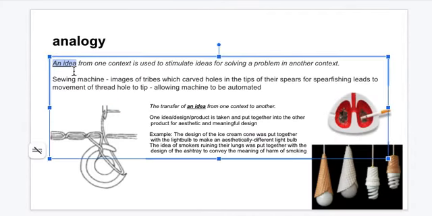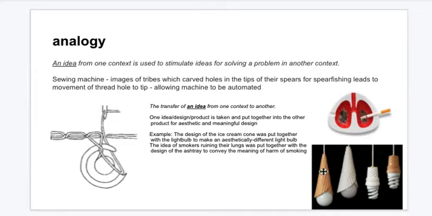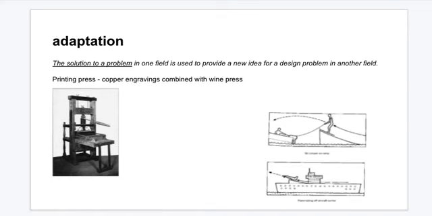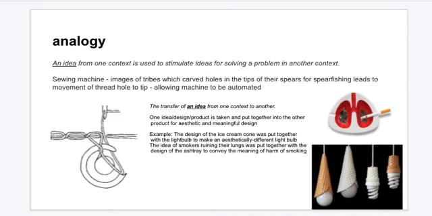The next one is analogy, and this is different too. This is an idea from one area that's transferred to another. When you take certain ideas, for example the idea of smoking, smoking is bad for the lungs, and this idea of lungs was brought in to create ashtrays. This idea of a bone hook was brought in to create the needle and thread on machines. This idea of an ice cream was used for lights. So remember, it's the idea. Adaptation is about the solution to the problem. Analogy is about an idea.